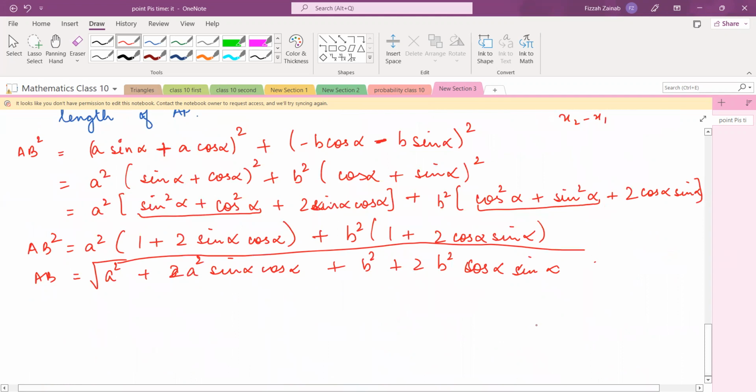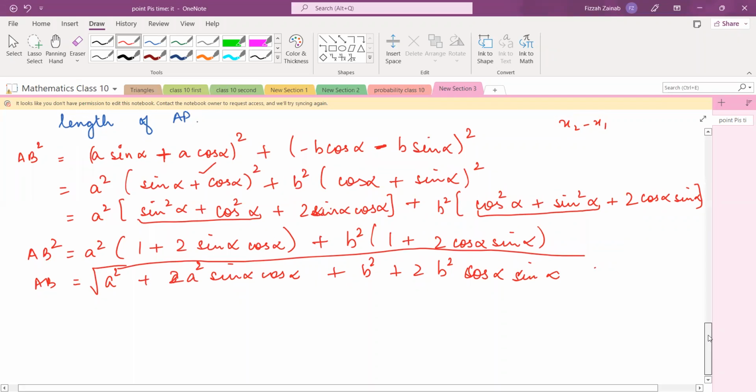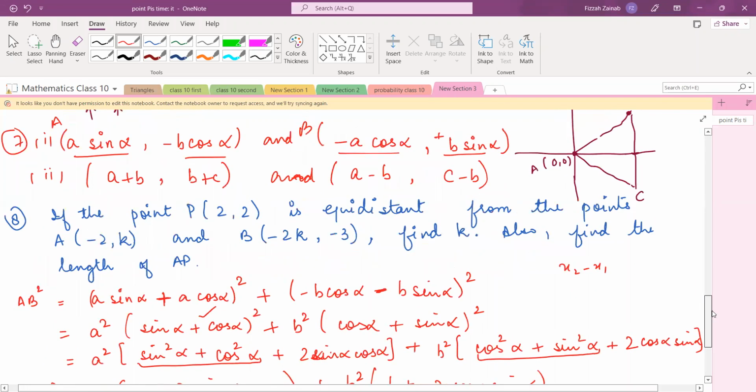I think either we have made some mistake. I think it's correct, right? X2 minus X1, that means if I'm doing A sin alpha and minus, so minus minus will become plus, that's right. And then A cos, sorry, where are the points? Sorry. Anyway, I'll see it later.